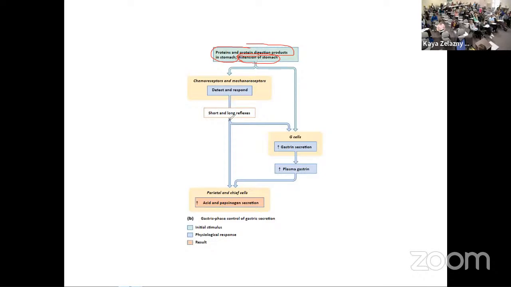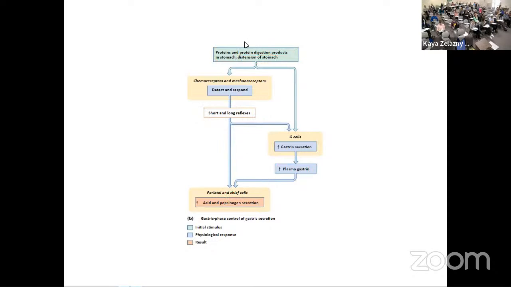And their response, some of it's going to be real immediate, increasing acid and pepsinogen secretion, right? Some of it's going to take a longer time. So we're going to have some parts going to the G cells in the stomach, producing gastrin, our hormone, going into the bloodstream, becoming plasma gastrin, circulating back to the stomach, and producing more acid and pepsinogen.